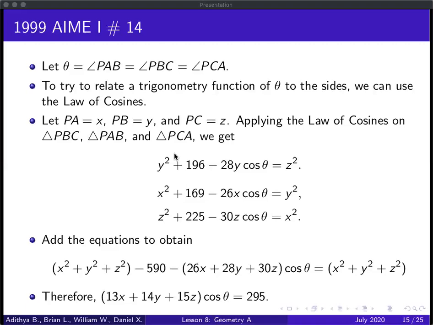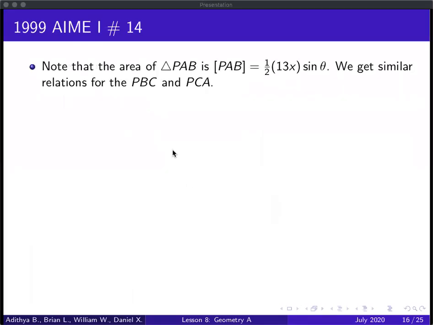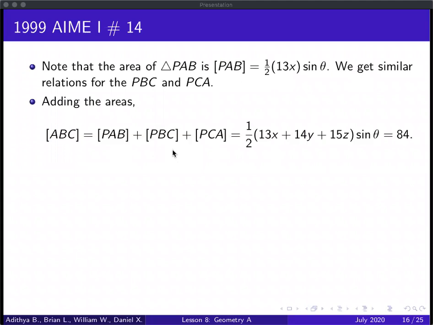Yeah, so if we try using our formula, 1/2 ab sine C, on the area of PAB, then it becomes 1/2 times 13x times sine theta, and we'll get similar results for the other two triangles. And so we notice if we add all three of these relations, we just get the area of ABC. And so ABC is a 13, 14, 15 triangle. So you can find that the area of that is 84 through a number of methods.